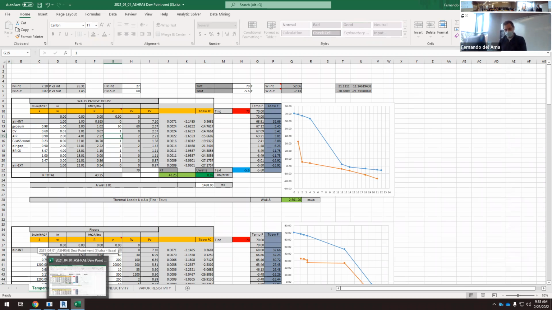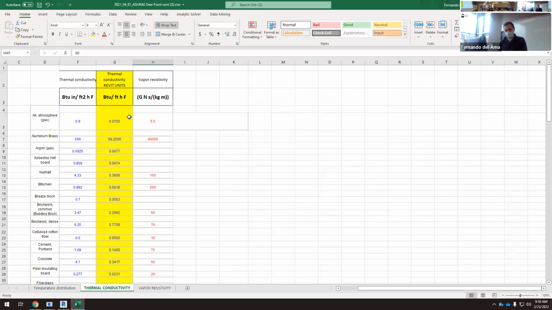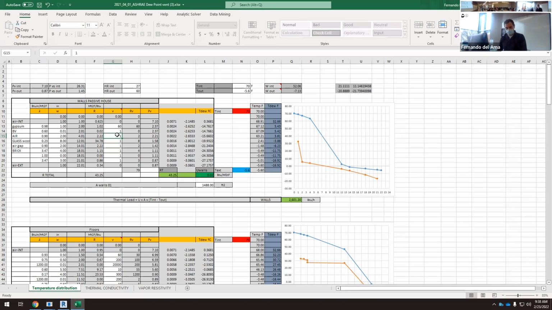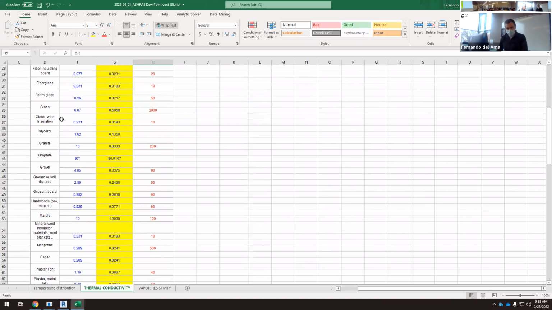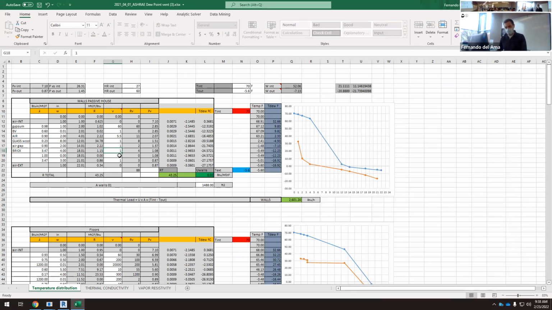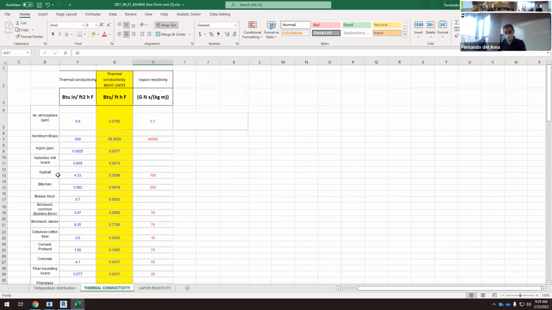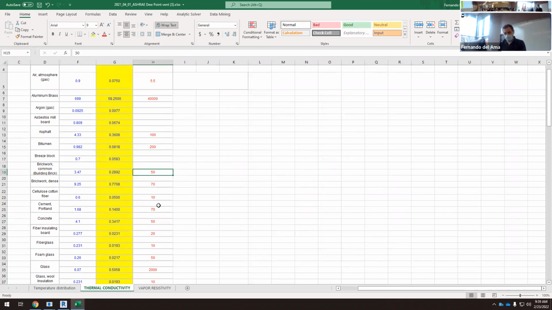Let's do it with the air. What's the vapor resistivity of air? 5.5. Okay, so let's type 5.5. What's the vapor resistivity of glass wool? Let's go to glass wool. Glass wool, it's 10. We have another air gap, so that would be 5.5. And finally, we have the brick. The vapor resistivity of brick is 50.